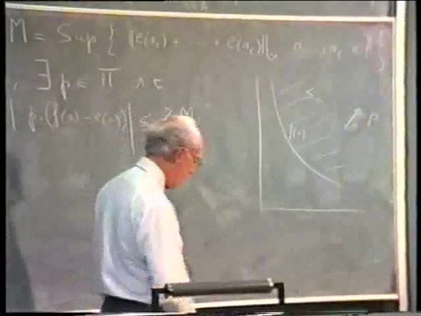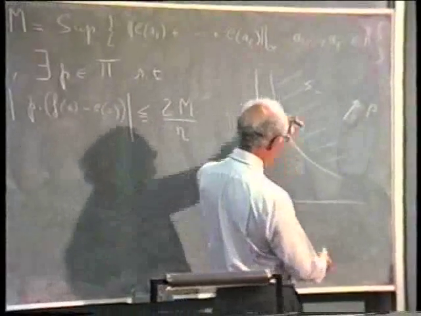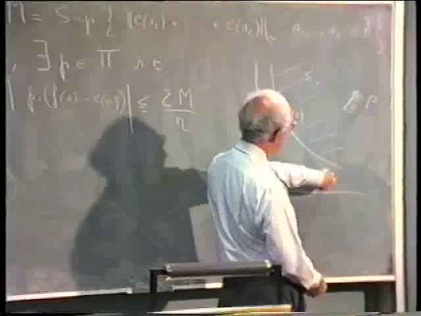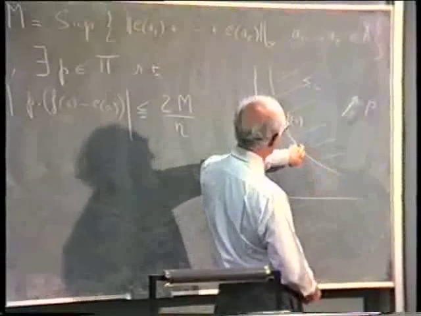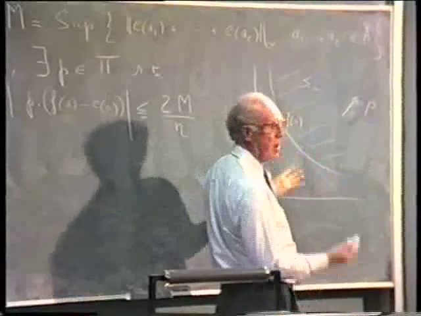You see exactly what happens if you have a Walrasian allocation. You have an e(a) which is somewhere in the budget hyperplane, and this point here is the point f(a) itself.